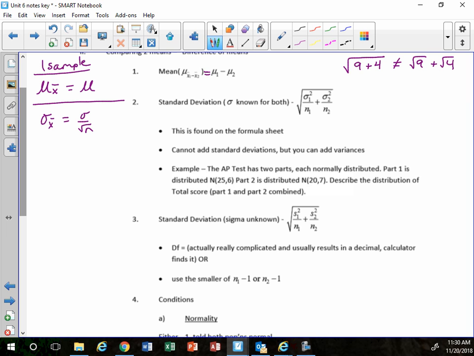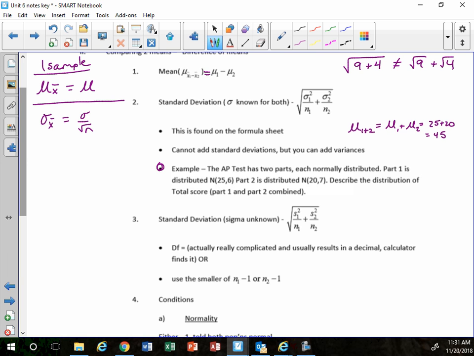Okay, so let's look at just this little example that's in here. So the AP test has two parts, each normally distributed. Part 1's normal with a mean of 25, standard deviation of 6. Part 2, mean of 20, standard deviation of 7. And then we're going to describe the total score of Part 1 and Part 2 combined. So you can actually add your means. So if I wanted to do mu of Part 1 plus Part 2, that would just be the mu of Part 1 plus the mu of Part 2, which is 25 plus 20, or 45.